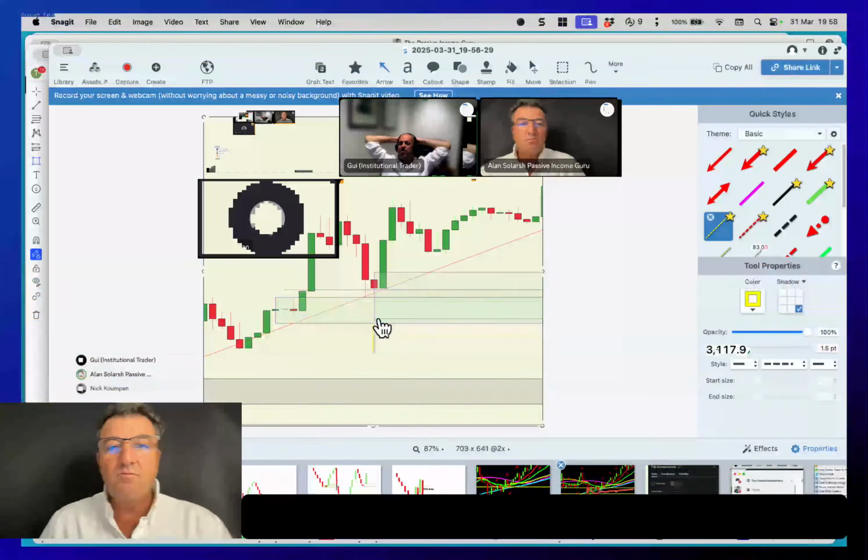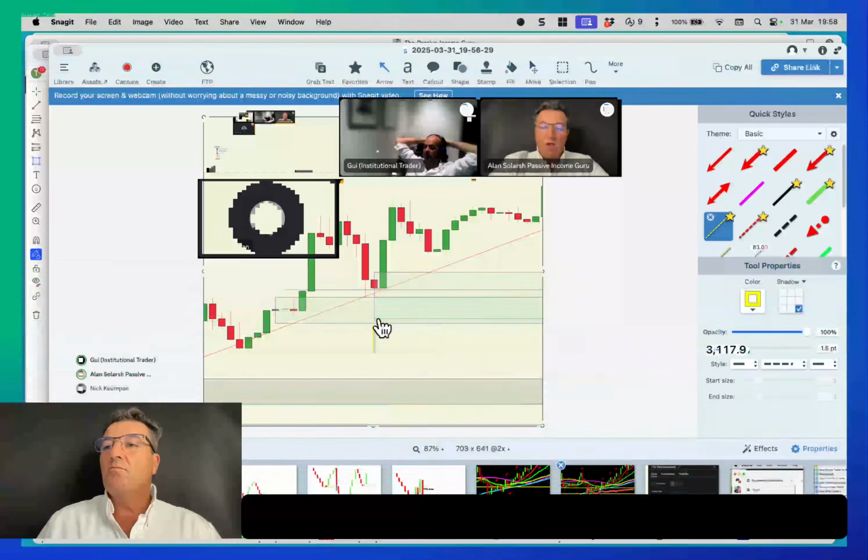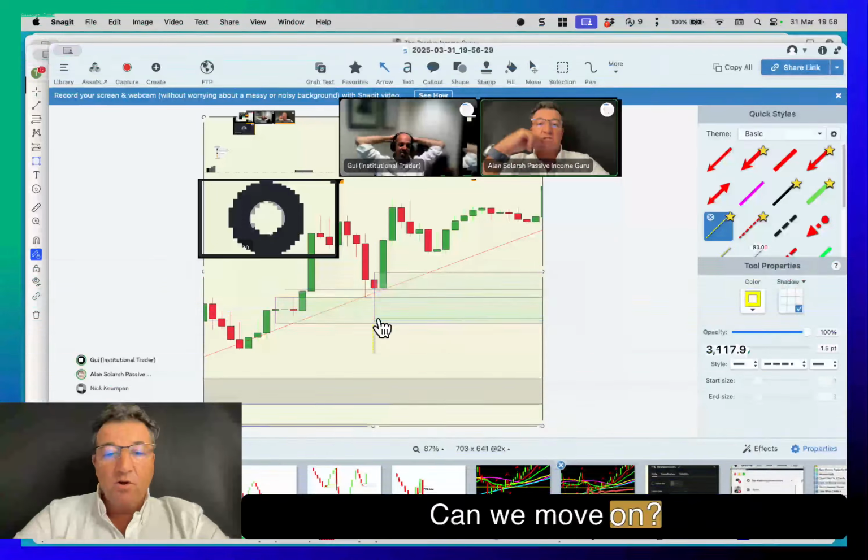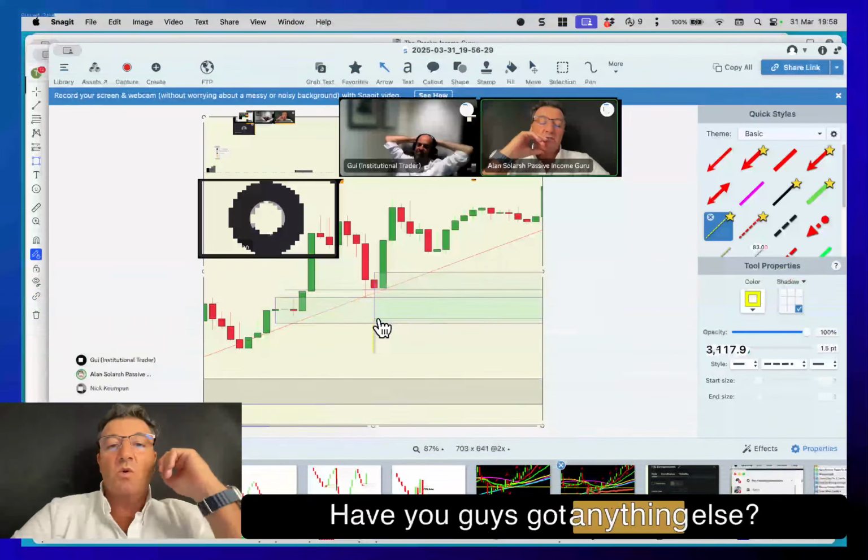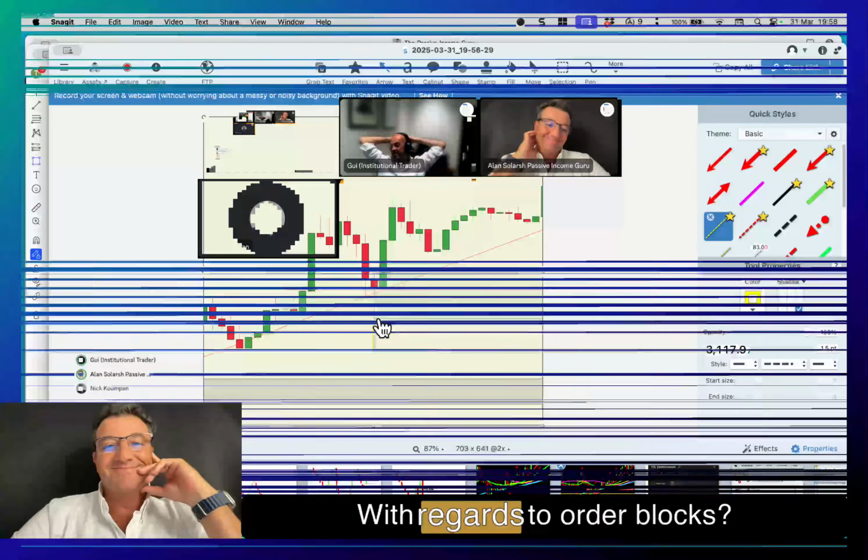That's why Nick's 100%. But anyway, guys, we spent a lot of time on order blocks. Can we move on? Have you guys got anything else to ask with regards to order blocks? It is interesting, Nicholas.